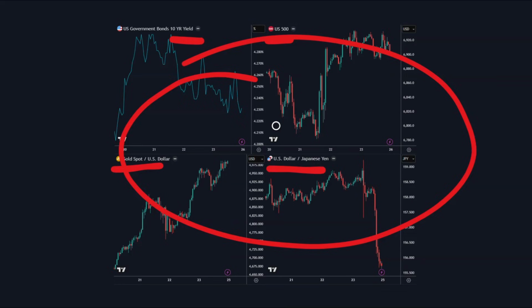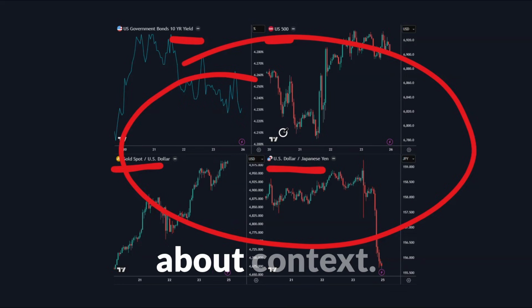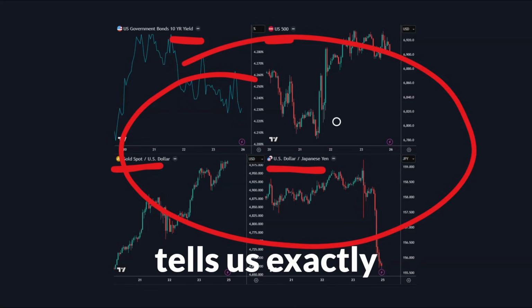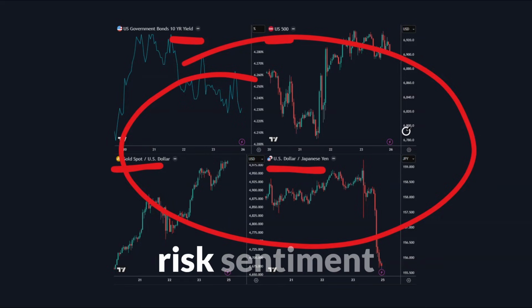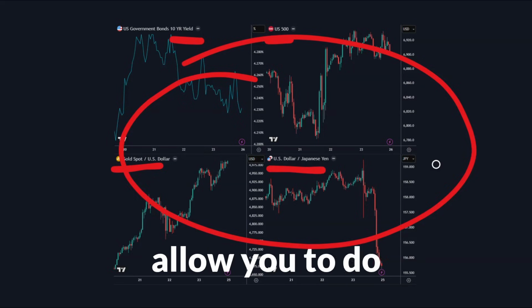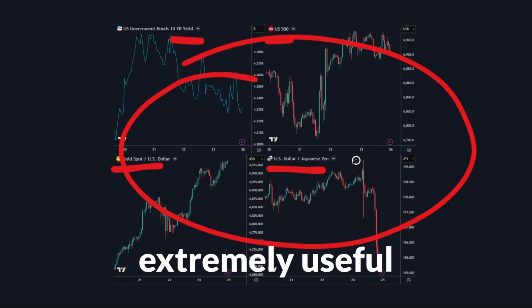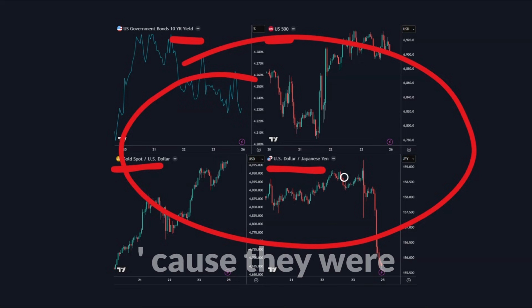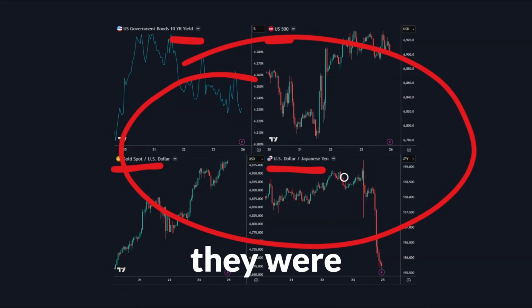4 charts, same time frame. Now this is about context. These 4 assets together tell us exactly what type of risk sentiment environment we're in. Now, obviously, we can understand that by understanding the context, but some traders want to see things on the chart. So this dashboard will allow you to do that. And that's extremely useful because a lot of traders end up getting stuck in a wrong trade because they were trading against the environment. They were trading against the macro flow, so to speak. So let me walk you through it so you can understand what I'm talking about.